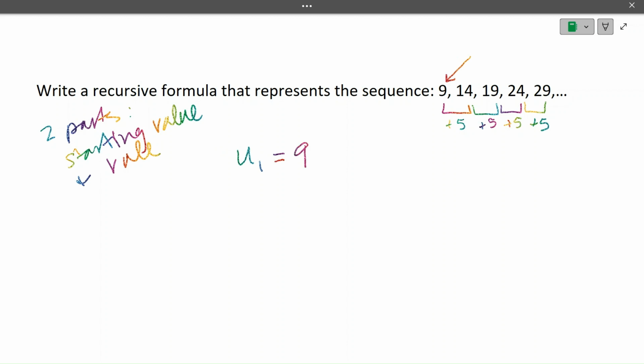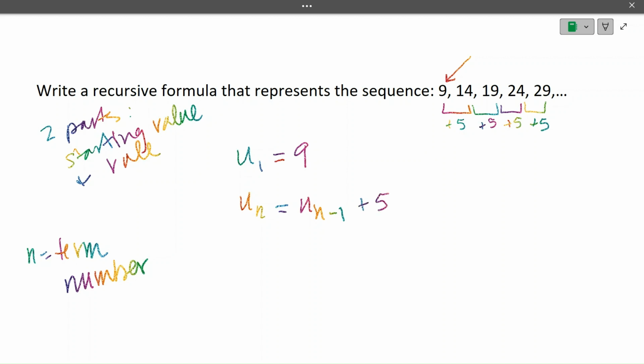Okay. The next part of our rule tells us what happens to the next term. So in this case, we say u sub n, where n is the term number. So I'll write that over here for us to remember. So n is the term number. So u sub n equals u sub n minus 1. What this does is when I put the second term in, it becomes 2 minus 1, and that calls down the 9. Okay, and tells me what to add to it. In this case, we are adding 5.